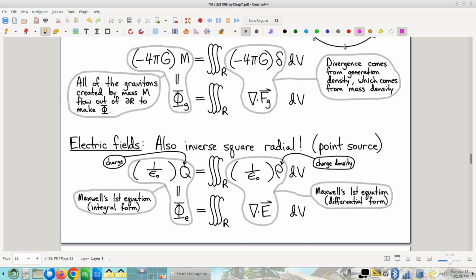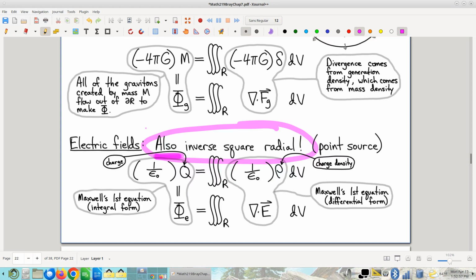Here's a beautiful thing. Electric fields, totally different physics. Completely different physics, right? But they too are structurally the same as gravitational fields. They are inverse square radial, just like gravitational fields, just like light bulbs, right? Just to extend the analogy.